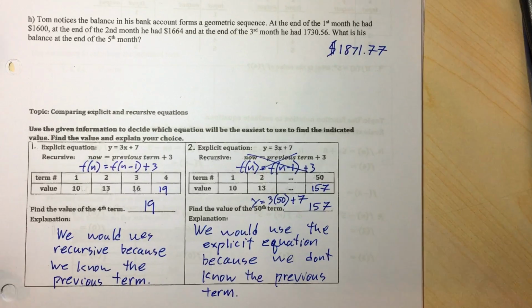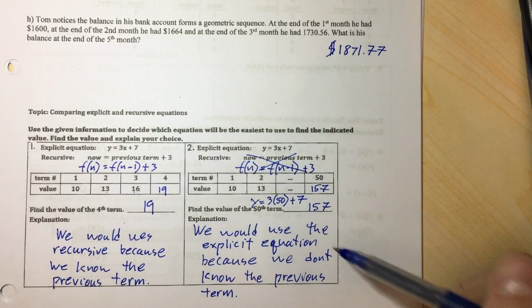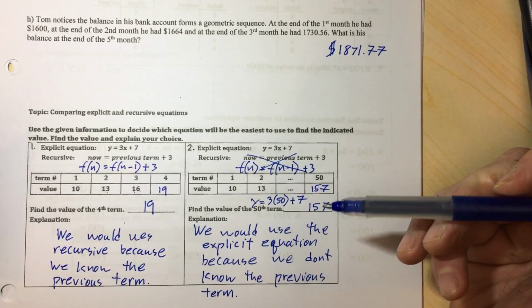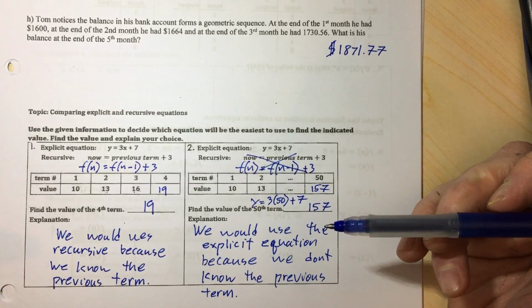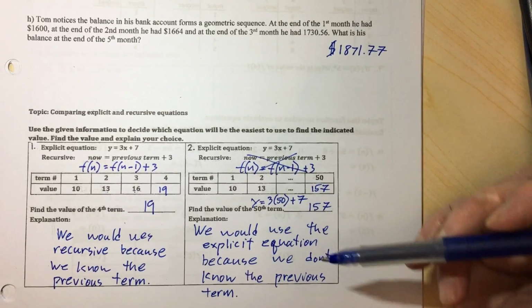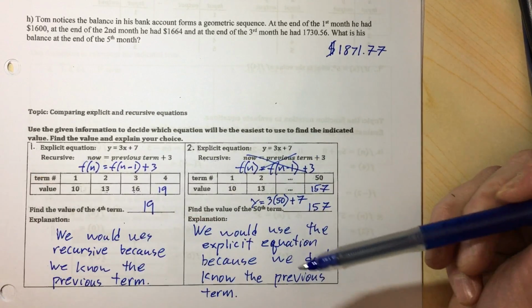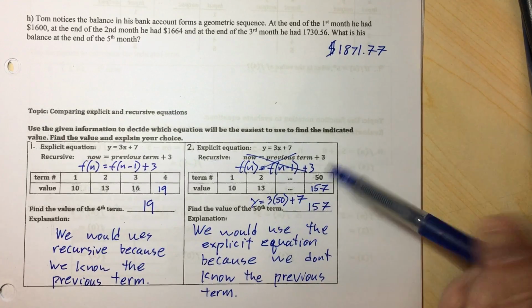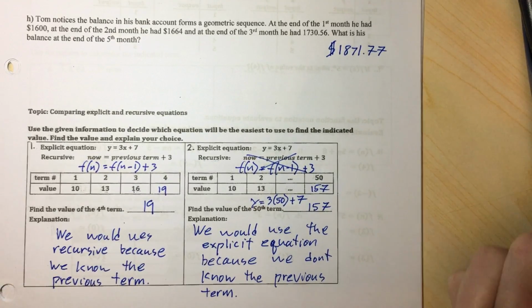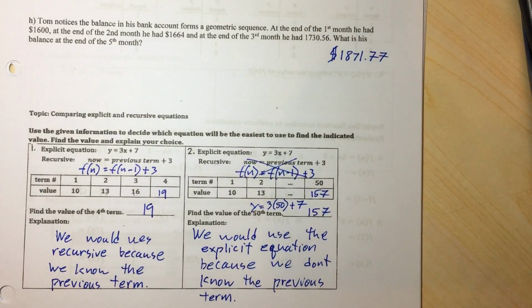Okay. If you have to find term number 1 million, doing the recursive rule is not an efficient way of doing things. You're going to have to add 3 literally 1 million times. That sounds terrible. But if you have the explicit rule, all you have to do is substitute a number into your explicit equation, and you're good to go. You just solve it. All right, let's see if I want to get into page 3 right now. Yes, I do.